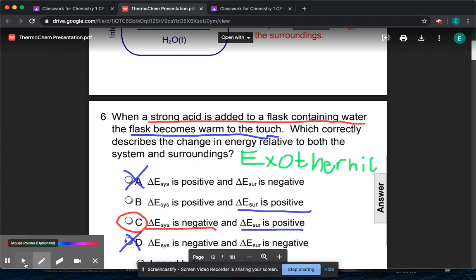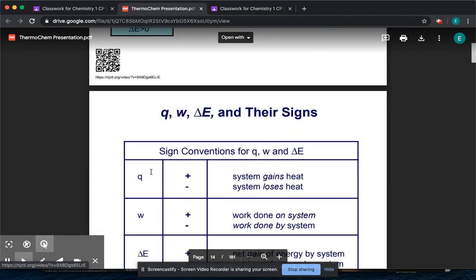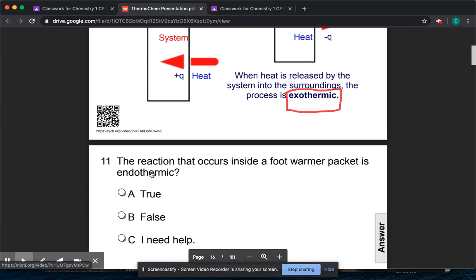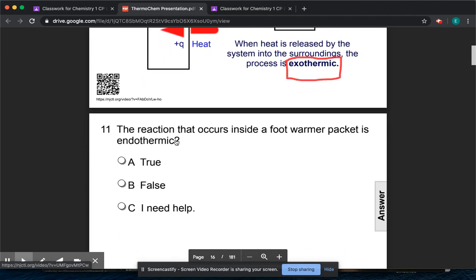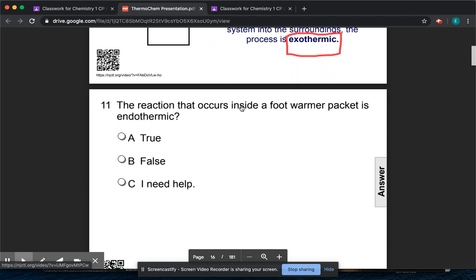Exothermic is release, endothermic is absorption, okay? And there's a few examples we can look at. The reaction that occurs inside a foot warmer packet is endothermic. What is a foot warmer meant to do? A foot warmer is meant to warm up your feet. If it's a cold day, put it in your winter boot or whatever. It's meant to warm up your feet.